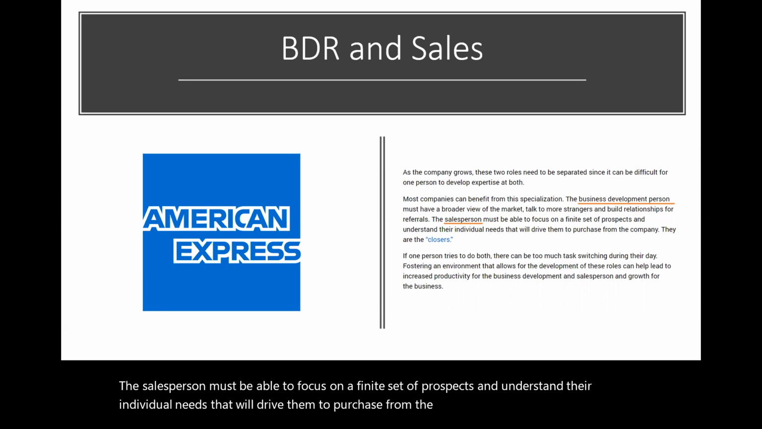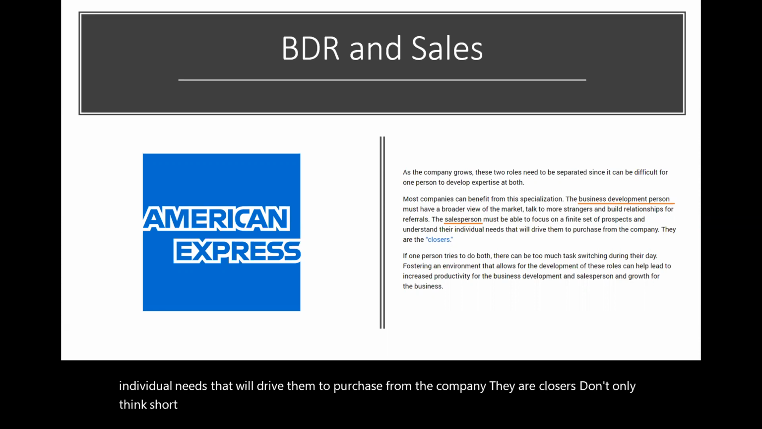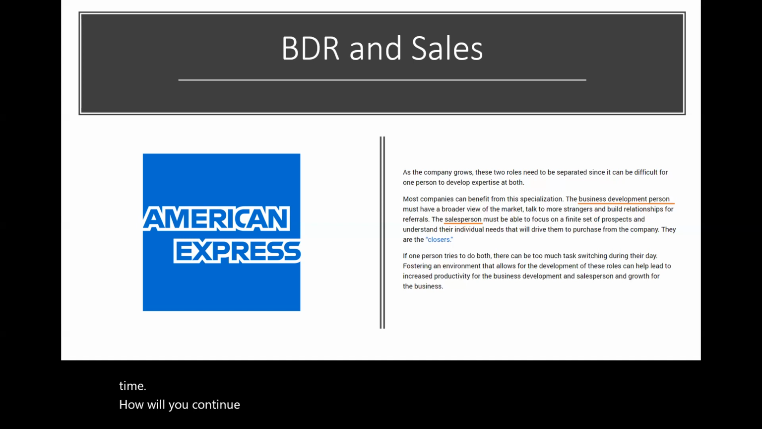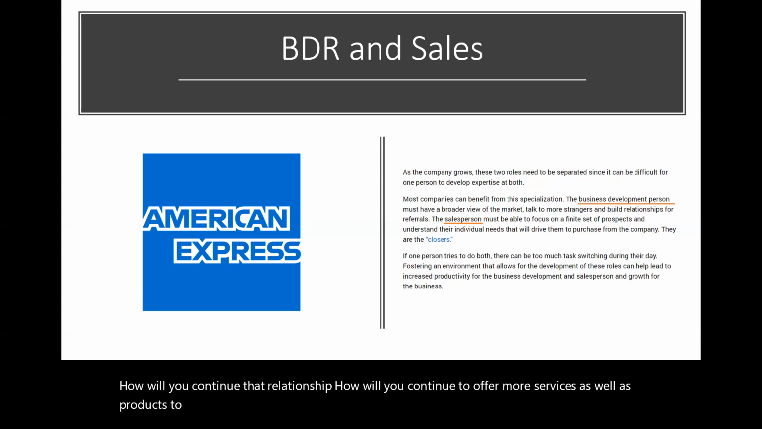They are the closers. Don't only think short term, think long term. Just because you sold a product or a service to them the first time, how will you continue that relationship? How will you continue to offer more services as well as products to the people? You've got to stay a step ahead of your competitors in order to succeed.